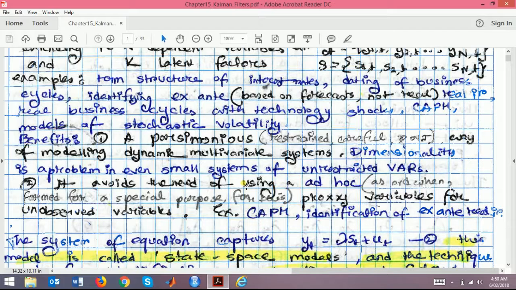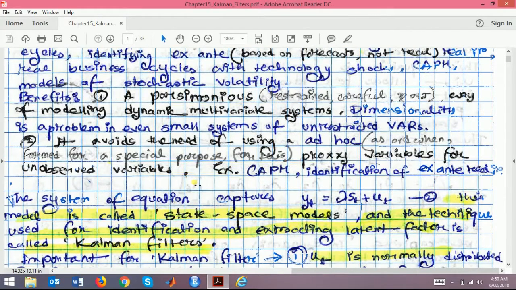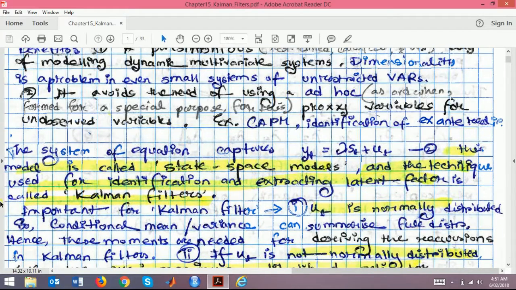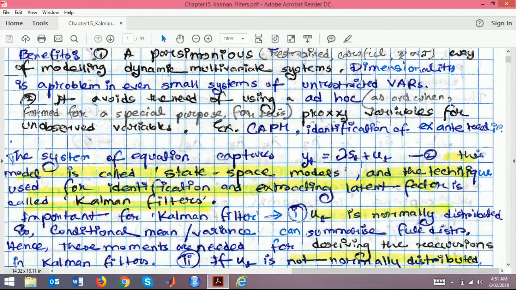Dimensionality is a problem even in small systems of unrestricted VARs. It avoids the need of using an ad hoc, meaning as and when formed for a special purpose, proxy variable for unobserved variables. Example: KPM identification of ex ante real interest rate, etc. The system of equations captures y equals lambda st plus ut. This model is called a state space model, and the technique used for identification and extracting the latent factor is called Kalman filters.